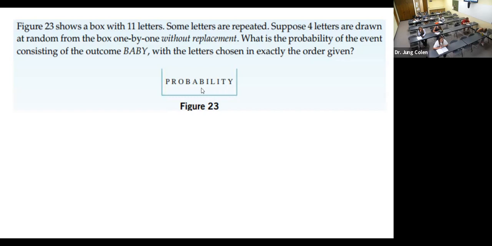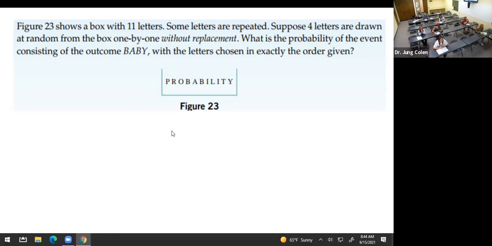I think that's it, right? Okay, anyways, there are some letters repeated, so just write it down. Suppose 4 letters are drawn at random. You are taking 4 letters out without replacement. Once it's out, it's out. You are not replacing it. Keep it in mind. What is the probability of the event consisting of the outcome BABY? So let's do this together, and then I'm going to give you a fun activity to do.